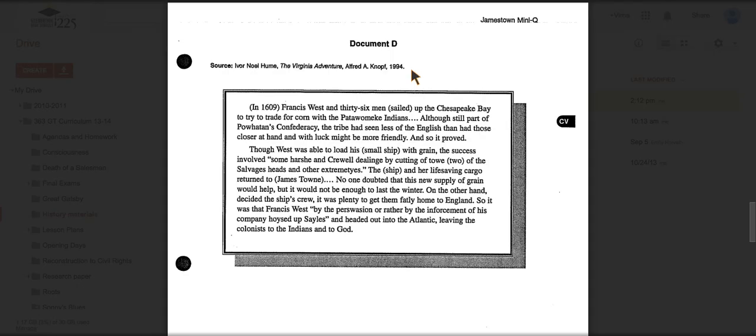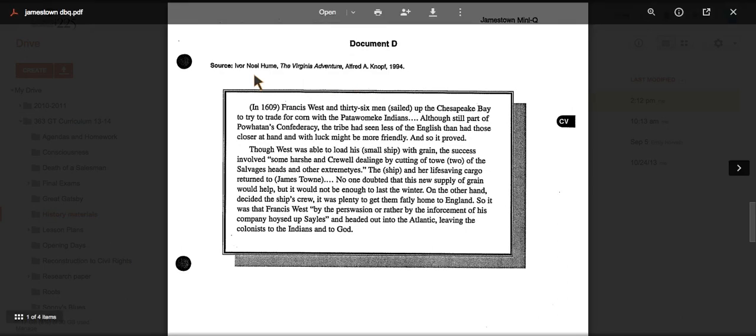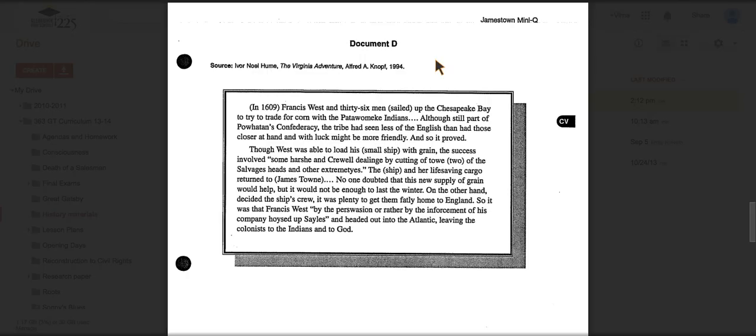So I'm going to say to myself, this is a secondary source. It's an excerpt from a book written by Ivor Noel Hume called The Virginia Adventure. I know that because it's italicized. It's not in quotation marks. And I know that it was written in 1994. So who is Ivor Noel Hume? I don't know. I'm not told who he is. I could, if I had access to the internet, look up his background and see what he is. But I'm assuming, since I was given this document by my teacher, that it's a credible source.